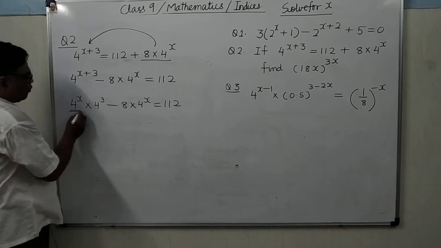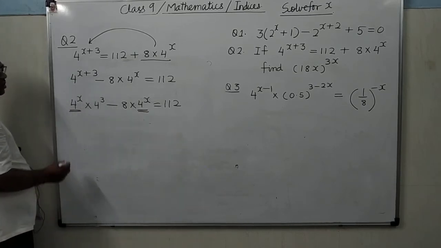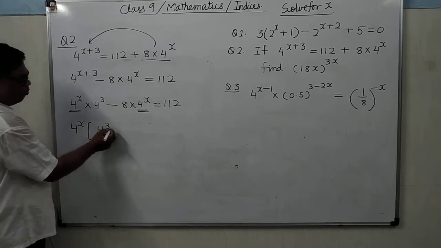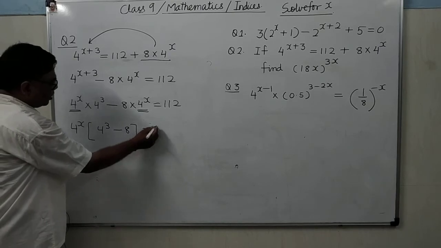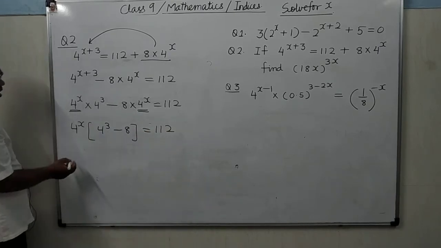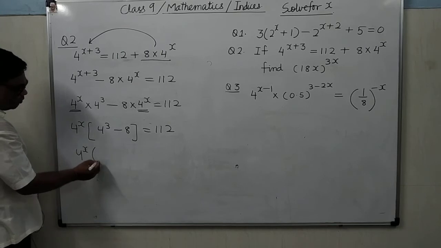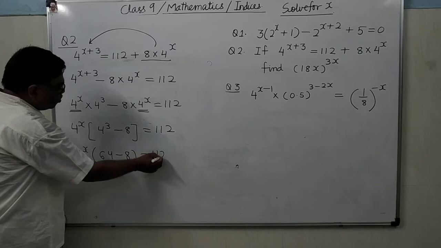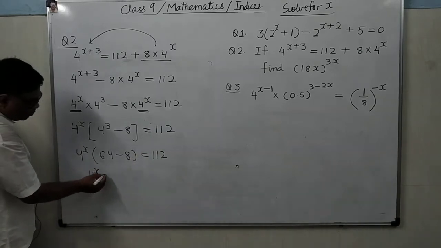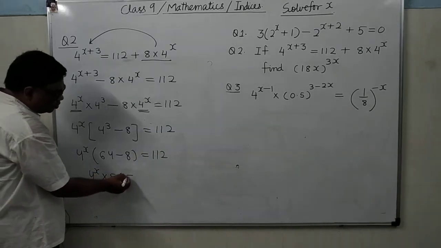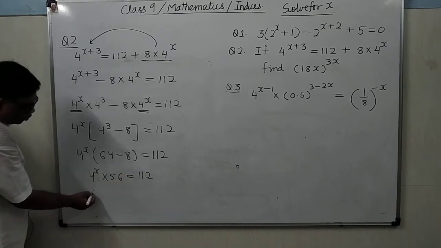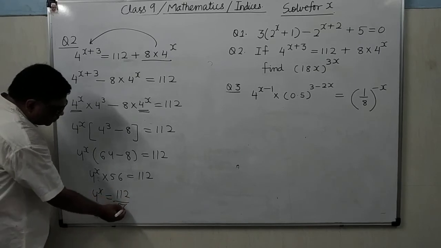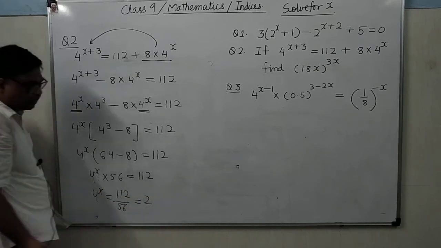Here we will take out 4 to the power x common because it is present in both terms. So here it is 4 to the power x into 4 cube minus 8 equals 112. What is 4 cube? 64 minus 8. So 4 to the power x into 56 equals 112. So what is 4 to the power x? 112 upon 56, that is equal to 2.